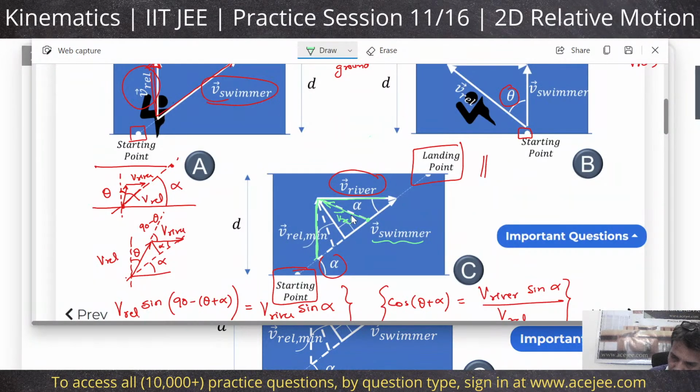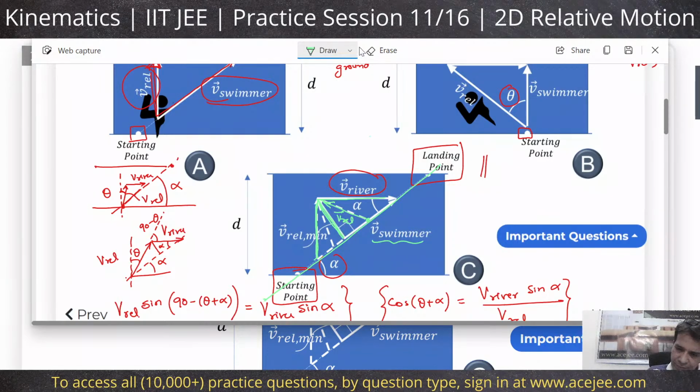Now, the question is, what will be the minimum V relative when the swimmer swims off in a direction perpendicular to the desired final direction of approach relative to the ground? So if he swims perpendicular to this line, the required speed would be minimum to get to that landing. He needs to swim at the least speed in that scenario to get to the landing.